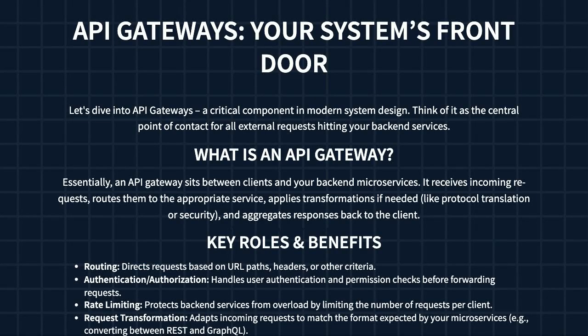Okay, so let's talk about API gateways. They're like the main entry point for all requests coming into your system, a sort of front door for your backend services. Basically, they sit between your clients and those individual microservices. Their job is to handle things like routing requests to the right service, making sure only authorized users can access resources, and even protecting your backend from being overwhelmed by limiting how many times someone can make a request. They can also transform data so that everything talks the same language. It's all about making your system more secure, scalable, and easier to manage in the long run.